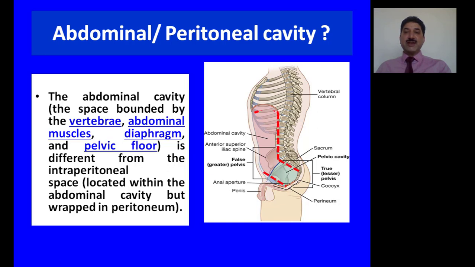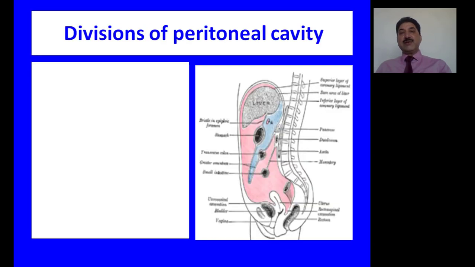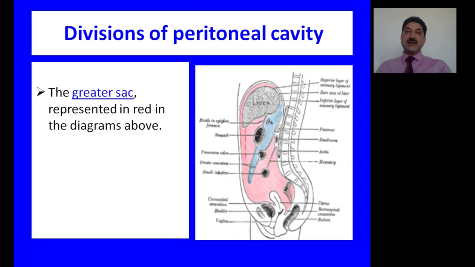As shown in this diagram, the peritoneal cavity lines the abdominal cavity. So it is a cavity within the abdominal cavity and is smaller than the abdominal cavity. The peritoneal cavity is divided into two sacs. The greater sac, which is demarcated by a red dotted line, represents the dialysate compartment in peritoneal dialysis.